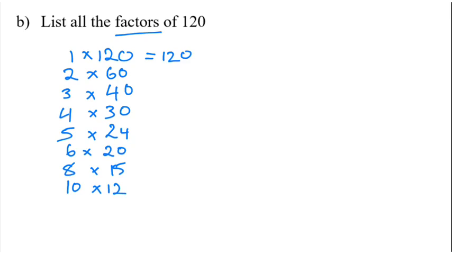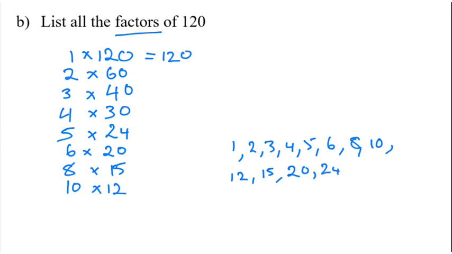So I would just write those in a list and say, right, 1, 2, 3, 4, 5, 6, 8, 10, 12, 15, 20, 24, 30, 40, 60, and 120. So there are all my factors.